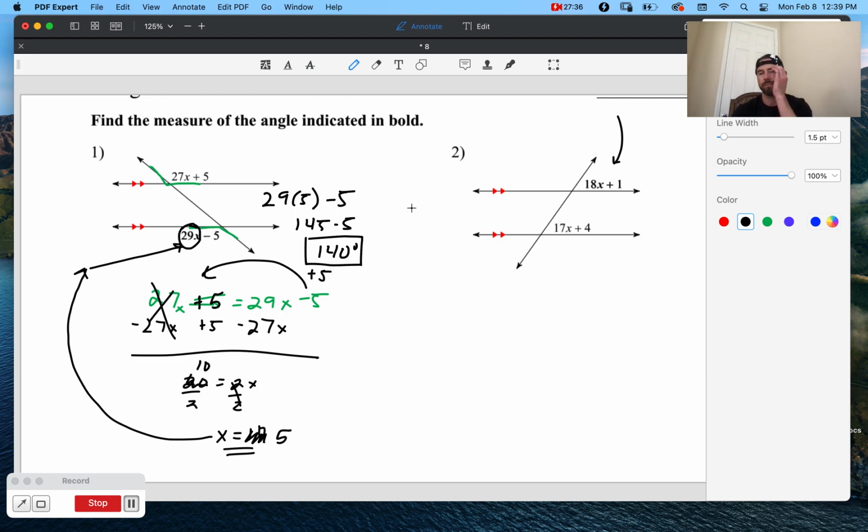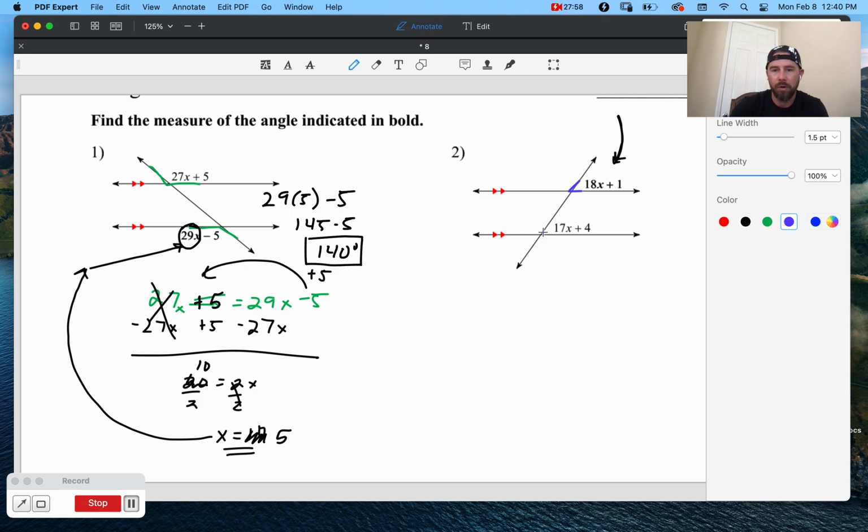Okay, so last review of the day, or last question, is this number 2 over here. So go ahead and pause it, see if you can find the measure of the angle in bold, and then we'll go over it and be done for the day. No homework. Yeah, boy and girl. All right.